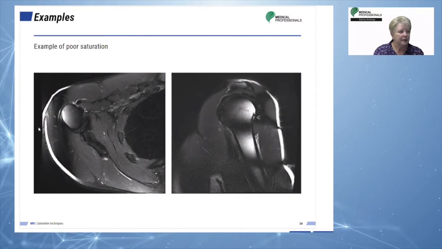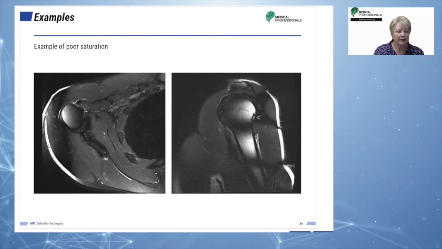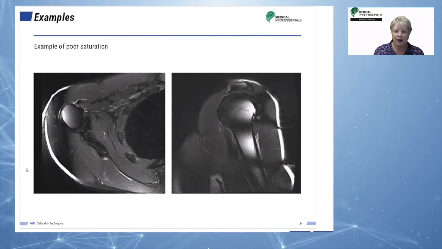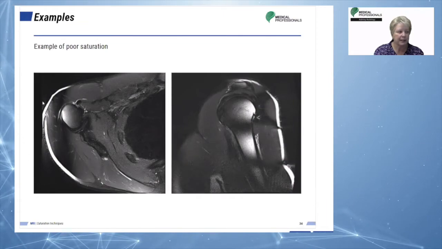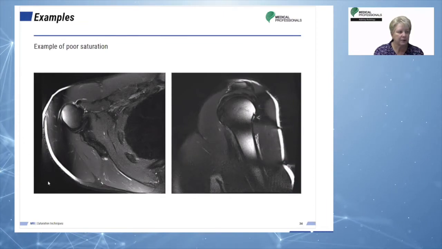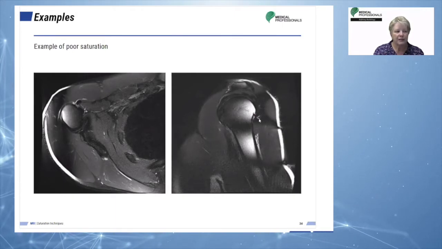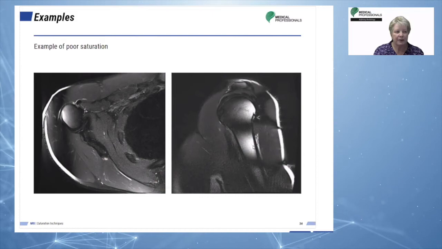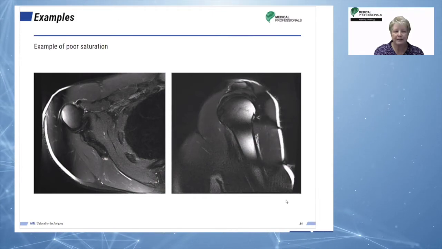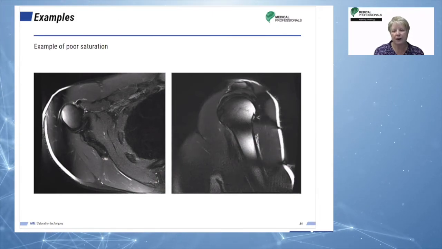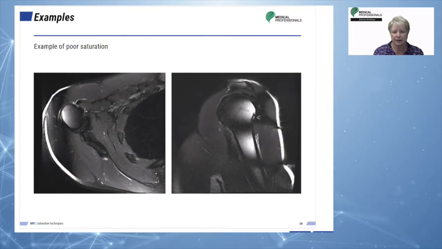Okay, so we see some bright signal over on the side of the shoulder, through the muscle and so forth, and even into the bone. Over here, we see some odd bright signals appearing in different places. And again, that's all most likely caused by improper shimming or not shimming the image.